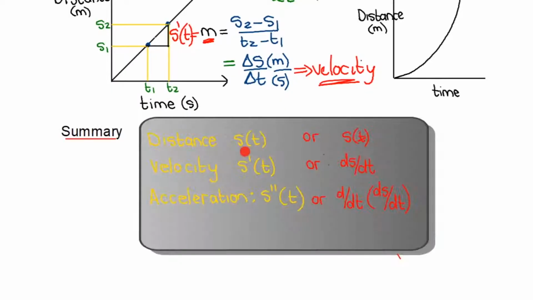So let's summarize this. If a distance formula is given, the distance formula differentiated will give me velocity. And if I take the velocity formula and I differentiate it, I'll end up having acceleration. So velocity differentiated gives me acceleration. In other words, acceleration is the second derivative of the distance formula. And we are going to use this to answer some questions. Let's look at a few examples.